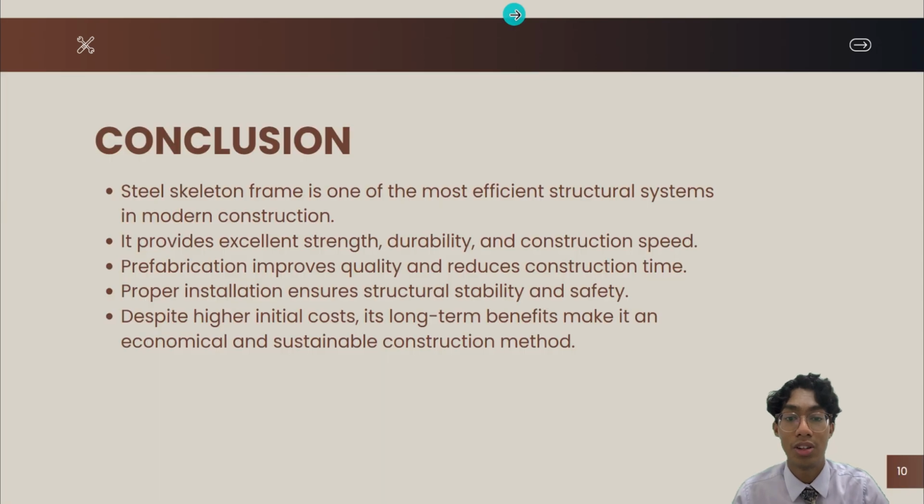So, in conclusion, the steel skeleton frame is one of the most important structural systems used in today's construction industry. It provides excellent strength, durability, and flexibility while allowing buildings to be constructed much faster through prefabrication. The installation process must be carried out carefully from foundation preparation to the erection of columns, beams, and floor systems to ensure safety and structural stability.